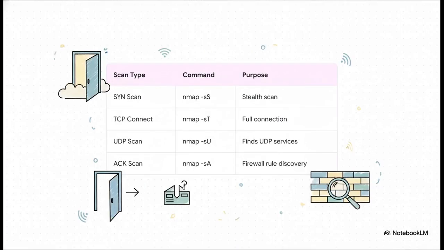Okay, let's zoom in on that port scanning step, because this is where things get really clever. Nmap has different ways of knocking on those doors. The SYN scan, or -sS, is the default for a reason. It's sneaky. It's like a knock and run. It starts to connect, but never finishes, making it hard to detect. The TCP Connect scan, -sT, is louder because it completes the connection, but it's also very reliable. Then you have scans for other things like UDP, and even specialized scans like the ACK scan, which is fantastic for figuring out a firewall's rules.